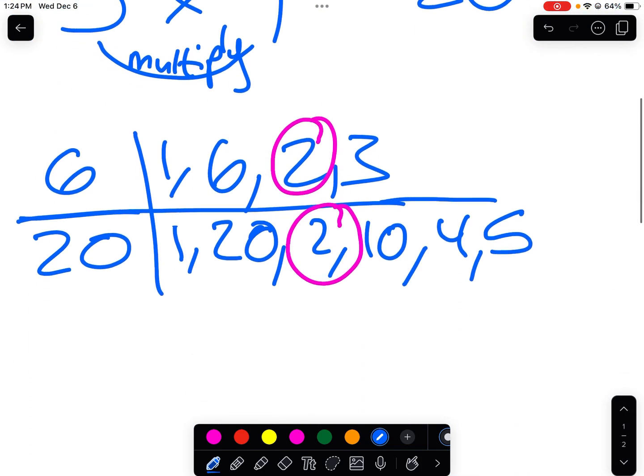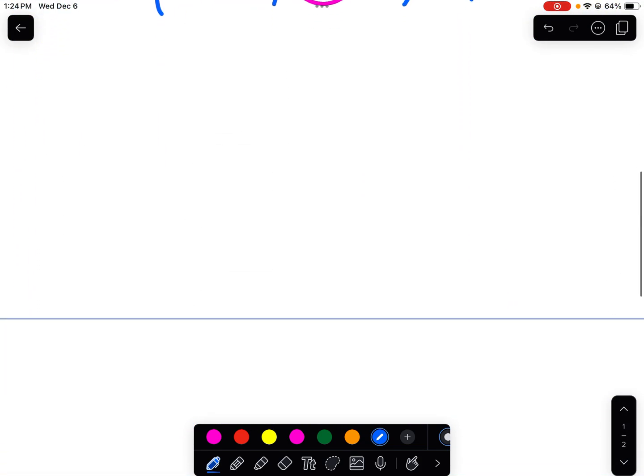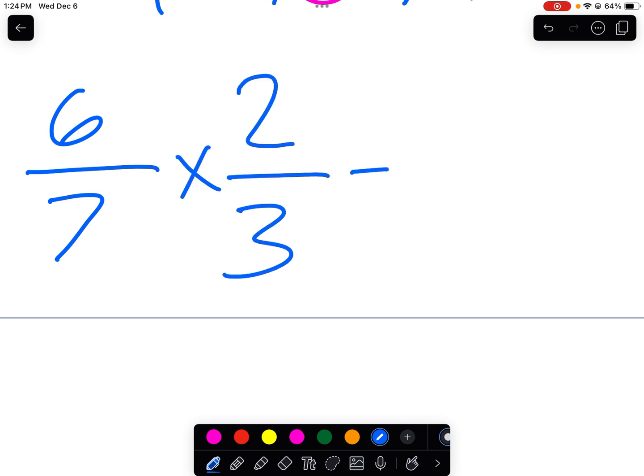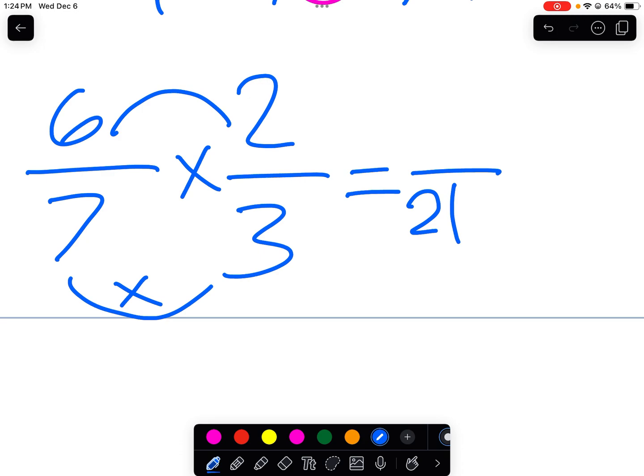Should we do one more example of multiplication of fractions? Why not? Let's say I have 6/7 and I want to multiply that by 2/3. Let's see if you can remember the steps as I talk them out. Well, we multiply the denominator. 7 times 3, that's 21. Now we multiply the numerator. 6 times 2. Let me put an X there. 6 times 2, that is 12.